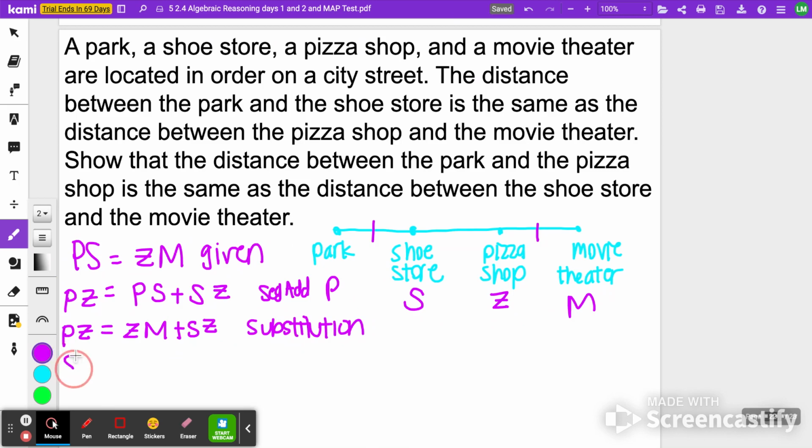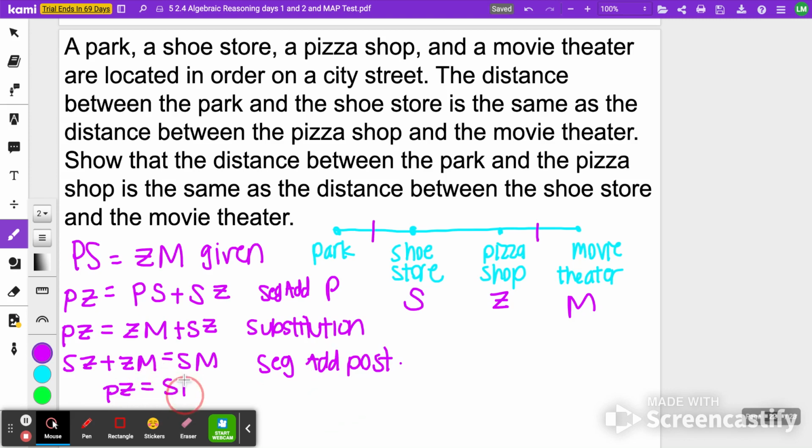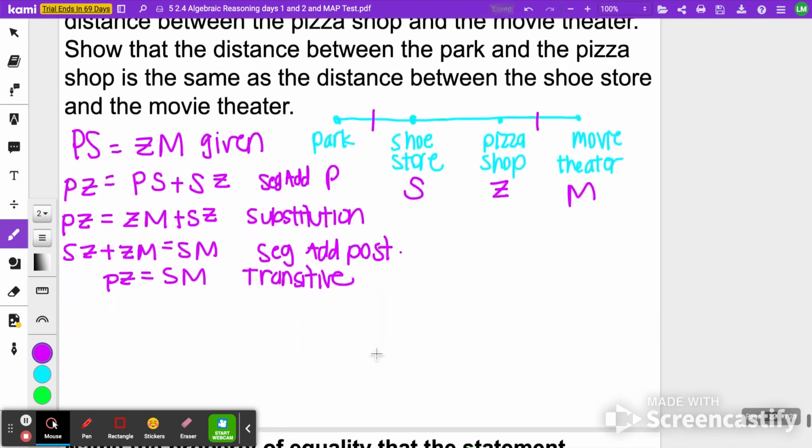So the segment from shoe store to pizza shop plus pizza shop to movie theater is equal to shoe store to movie theater. That would be another segment addition postulate. So now we can say that park to pizza shop is equal to shoe store to movie theater, and that would be using the transitive. Okay. There are other ways to prove this, so if you didn't prove it this same way, those are just one of the ways that I thought that you could prove it.